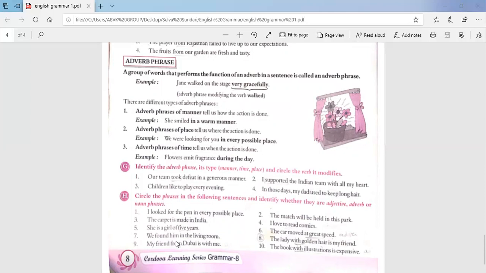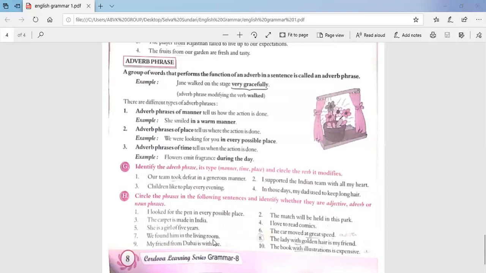Then, she is a girl of 5 years. So the 5, that is a number. How many? 5 years. That is an adjective phrase. Then, the car moved at a great speed. The speed and the moved are connected. So how did it move? At great speed. So that is manner. Adverbial phrase of manner.